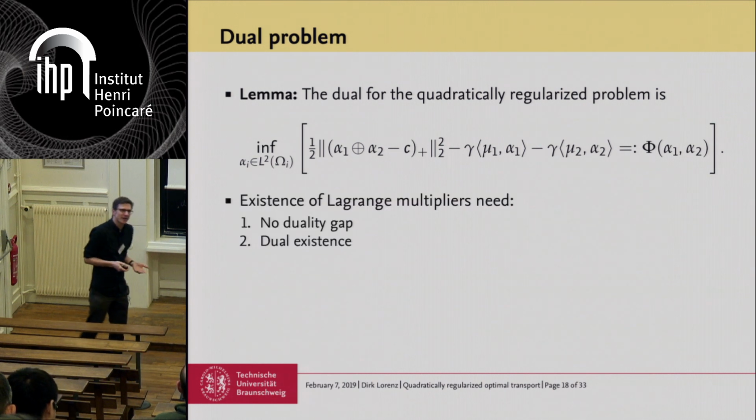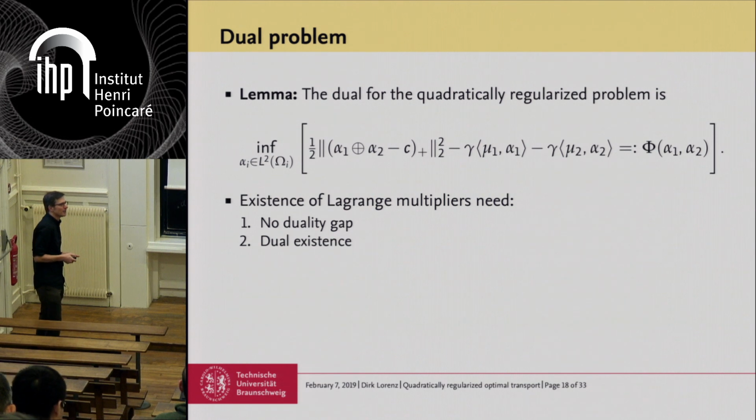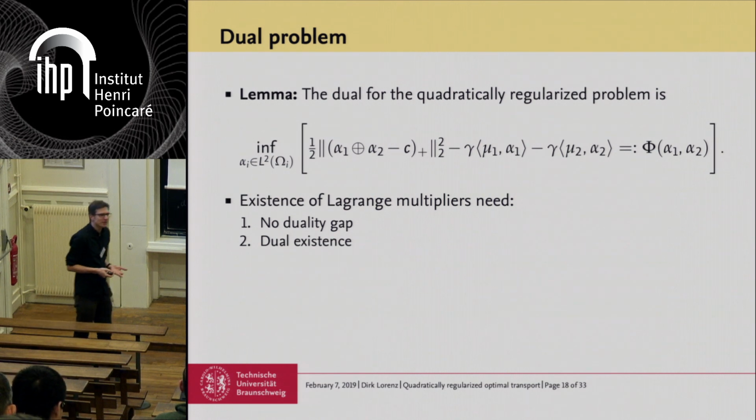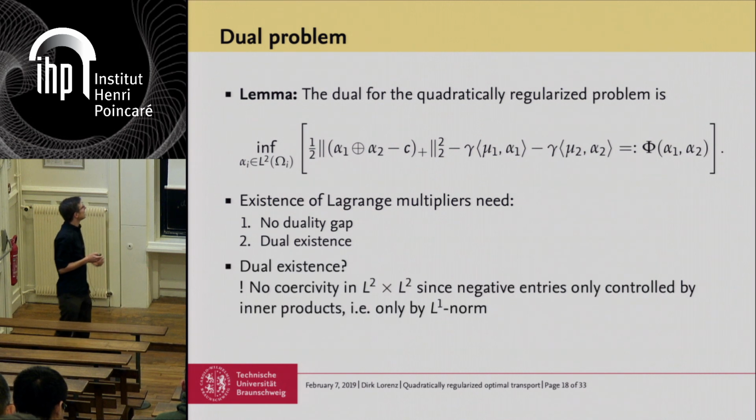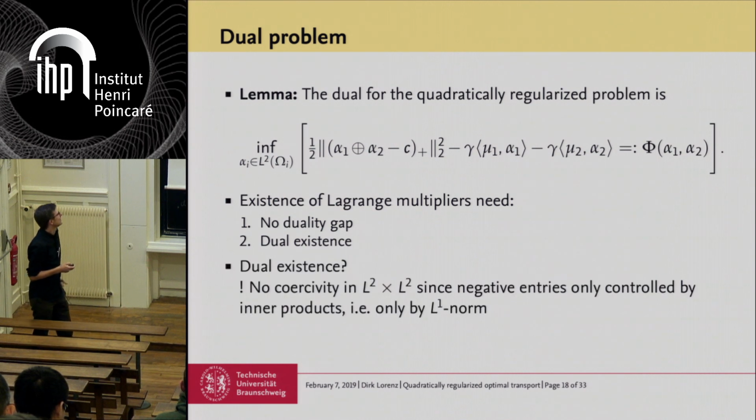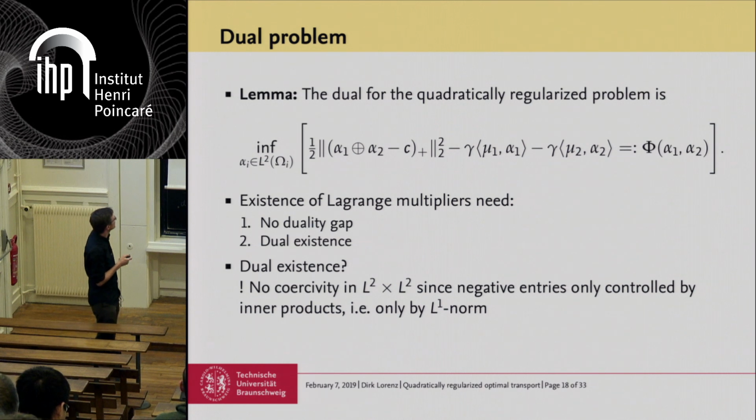So, if you want to make sense of the optimality conditions, the existence of Lagrange multipliers, what you need to prove is that there's no duality gap and you have dual existence. These are the two things you need to prove so that the optimality conditions you're going to write down now really make sense. Dual existence is again complicated because you don't have coercivity in L1 or in L2, because the negative entries still make problems.